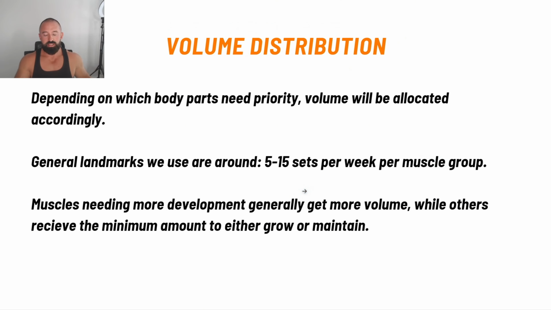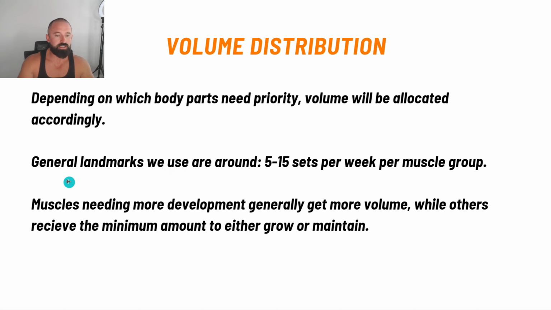Now, once we've thought about that total training amount for the week, we need to think about the volume distribution. So depending on which body parts need priority, your volume will be allocated accordingly in most cases. So we use general landmarks. Again, this is very individual, but usually around 5 sets upwards of 15 training sets, which are hard sets taken to failure to get a stimulus per week per muscle group, in a lot of cases will yield the result that we want.